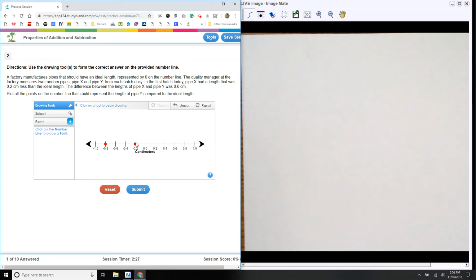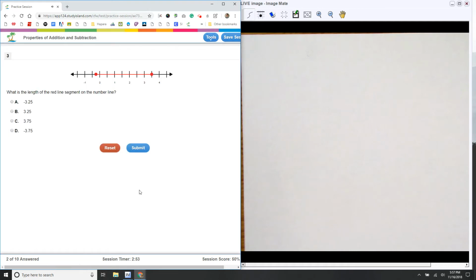What about going above? What if pipe Y was 0.6 longer than pipe X? We go 0.2, 0.2, 0.2 the other way. So those 2 points on the outside, those are the points that it could be. I don't want this point there, though. It didn't ask me to plot pipe X. It only asked me to plot pipe Y. So I'm going to go ahead and select that dot and delete it. So those are my 2 points.